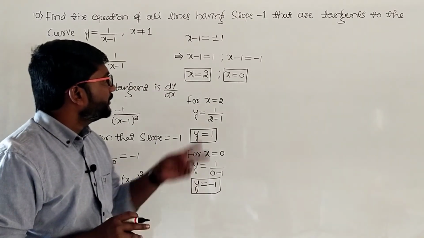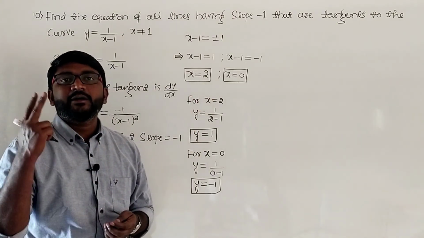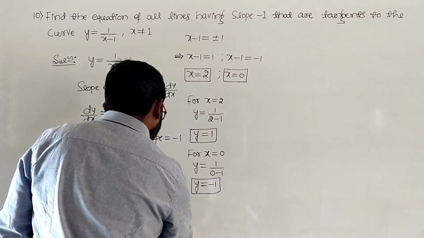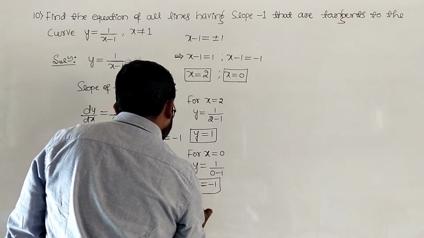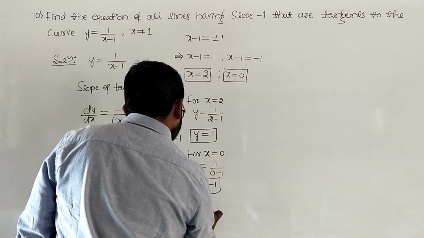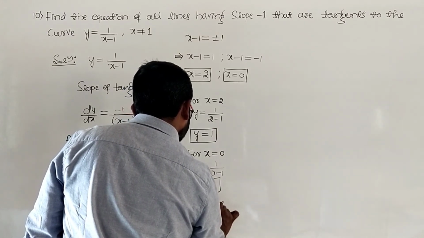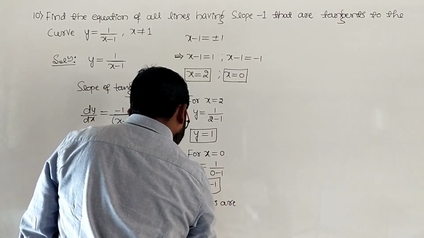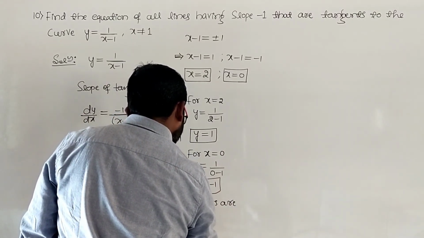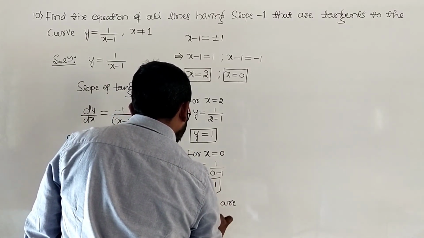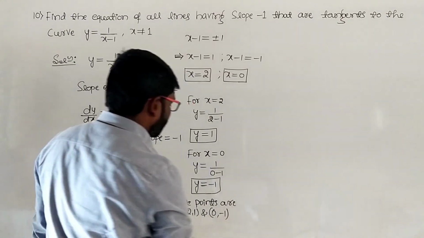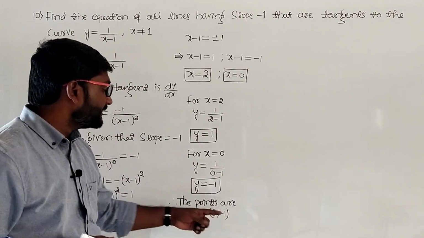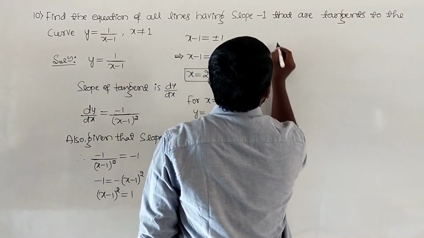So you have two set of points now. That means you will have two equations for the tangent. The points are, therefore the points are 2 comma 1 and 0 comma minus 1. Now we will have to find the equation of the tangent at 2 comma 1 and the equation of the tangent at 0 comma minus 1.